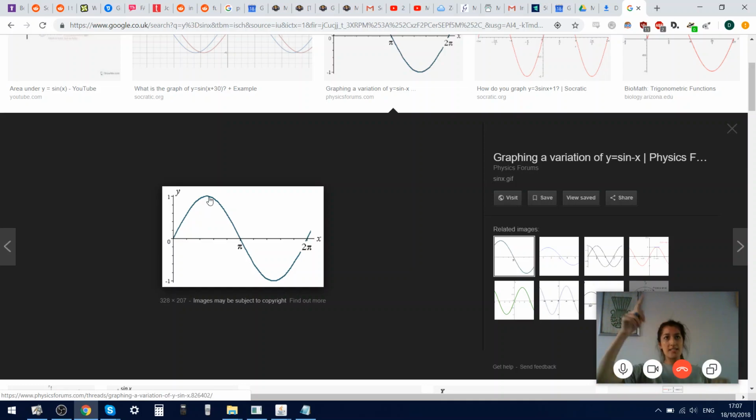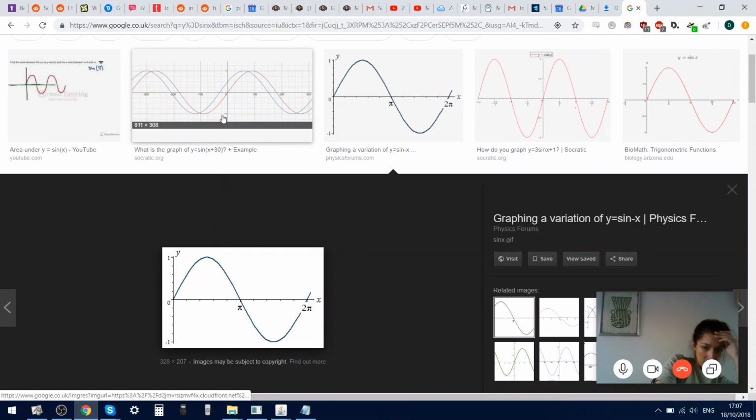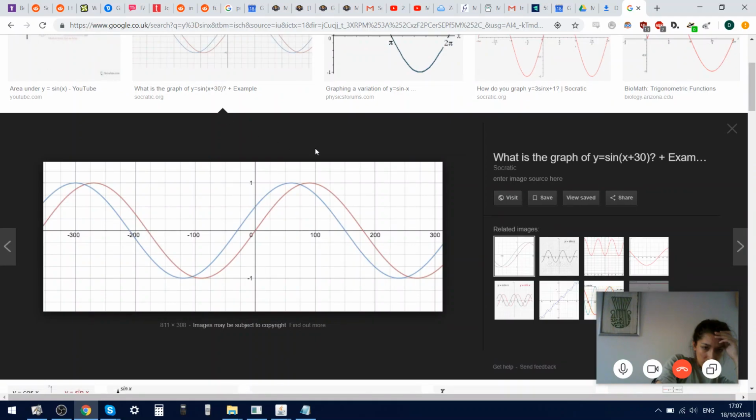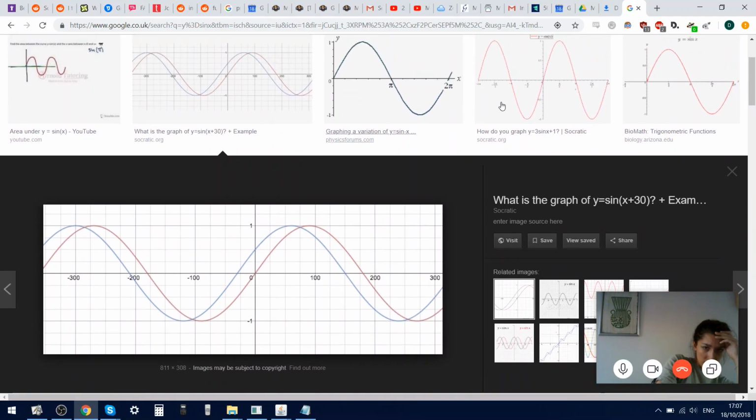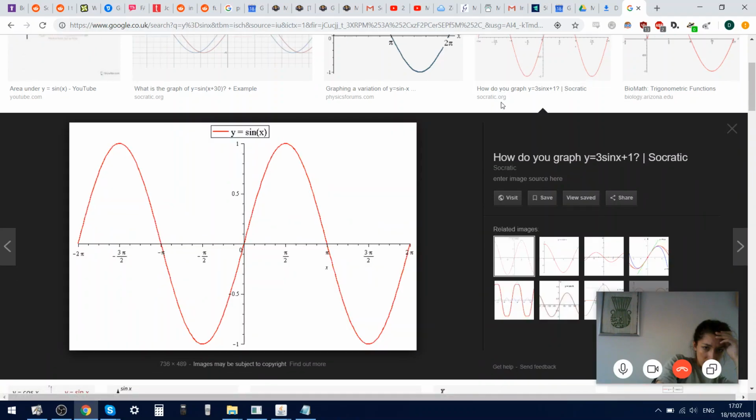How do you write it? 0 less than or equal to y less than or equal to 1. But the sine graph itself goes down to -1. So how could you have a different domain so that it would have the full range? What domain would give you the full range from -1 to 1?